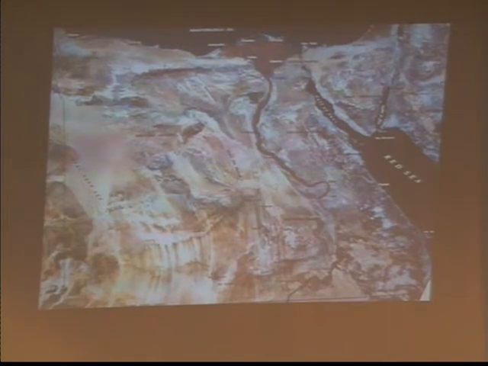So you can see the effects of the wind coming in from the north and going towards the south. The wind always comes from over the Mediterranean, veers to the right, and comes in from the north towards the south. All of these lines are lines of sand dunes.